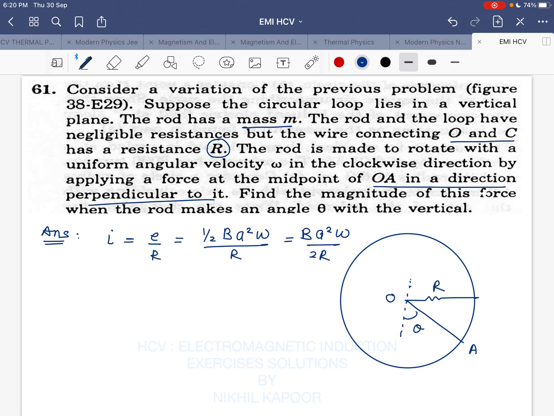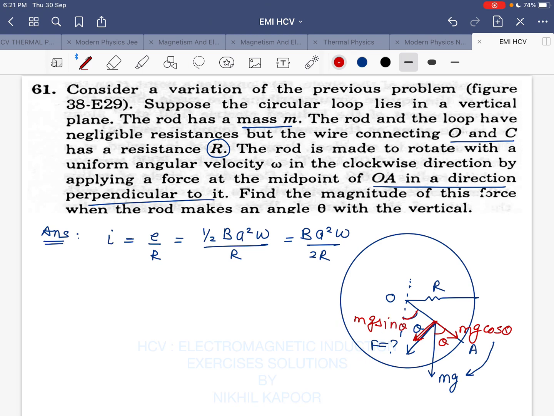Now, in order to rotate it clockwise, a force is always being applied which is perpendicular to the length of the rod, and this force is required to be found. But in addition to this force, the weight mg is also acting here. If the angle made by the rod with the vertical is theta, the corresponding angle here is also theta. So I will resolve this mg into two parts: mg cos theta, and this component would be mg sin theta.